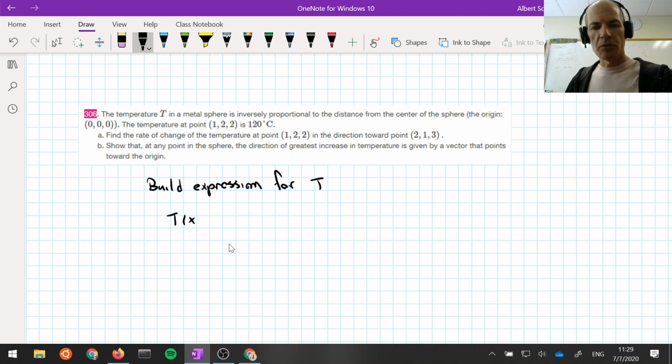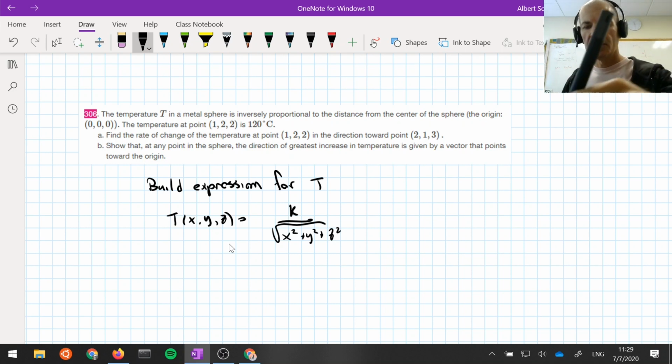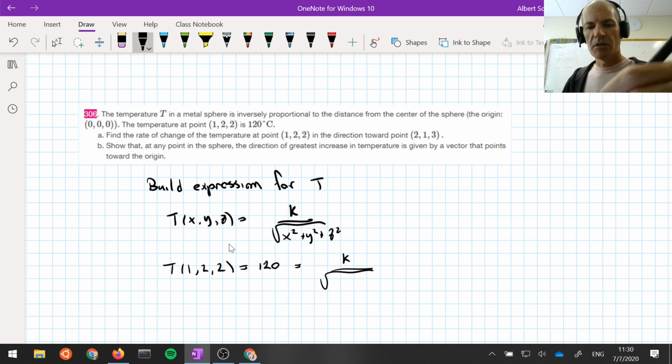T is a function of three variables, x, y, and z, and we know that it's inversely proportional to the distance the point is from the origin. So that's the square root of x squared plus y squared plus z squared. You're given a little bit of information. You're given that the temperature at the point 122 is 120 degrees. This is going to let me solve for k. So we know that T at 1, 2, 2 should equal 120 degrees. On the other hand, by the inverse proportionality relationship, it must equal k over the square root of 1 squared plus 2 squared plus 2 squared. Now we have an equation in k that we can solve.